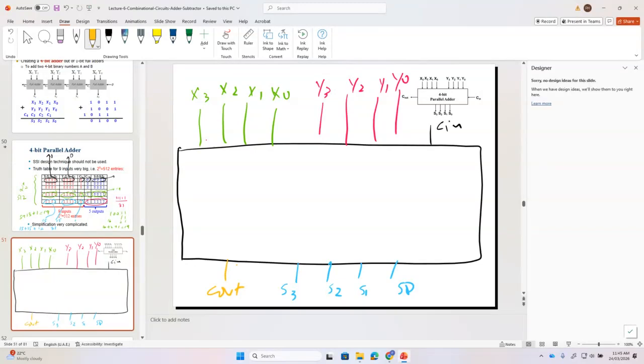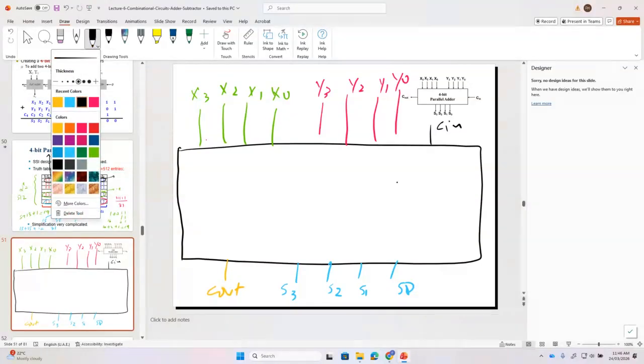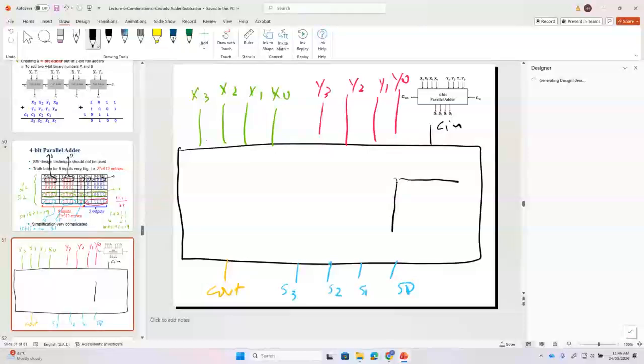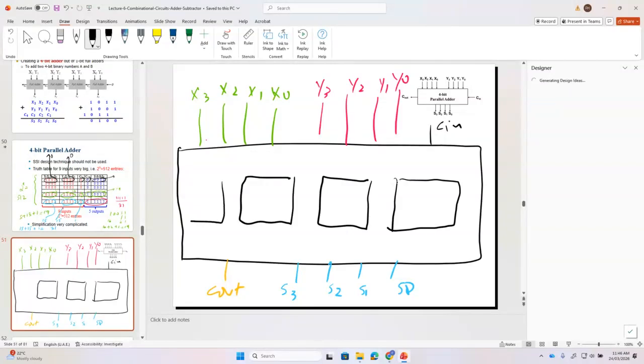So this is now the block diagram. Okay, now we want to design a 4-bit parallel adder. This 4-bit parallel adder can be designed using 4 1-bit adders. Inside the circle, I'm using the black color again. Now I'm using 4 1-bit adders. And please remember, all of these are full adders.